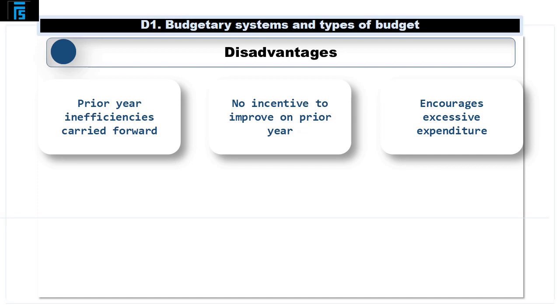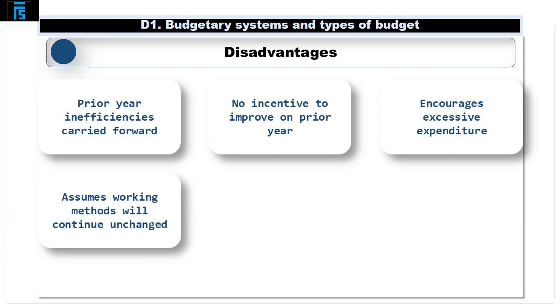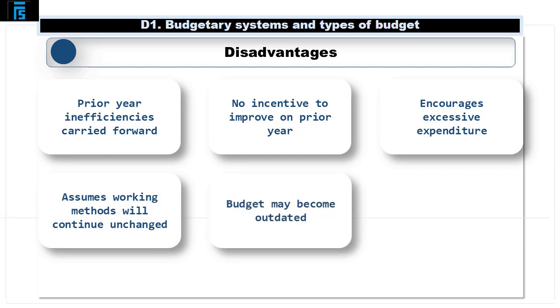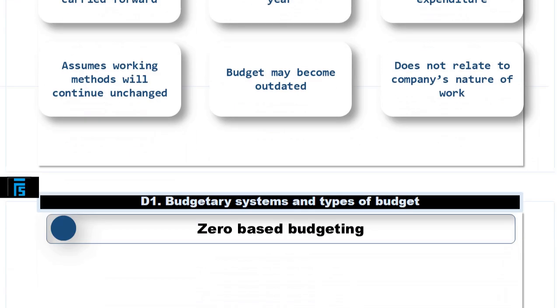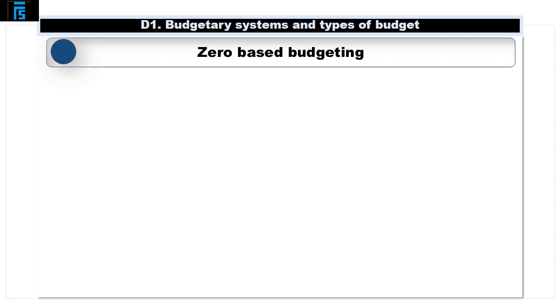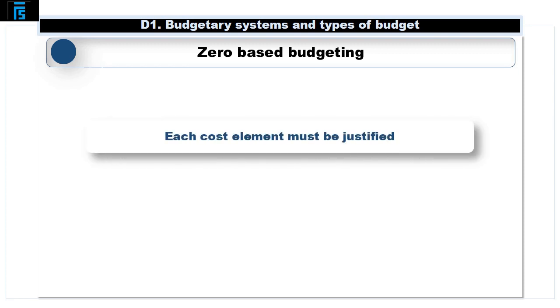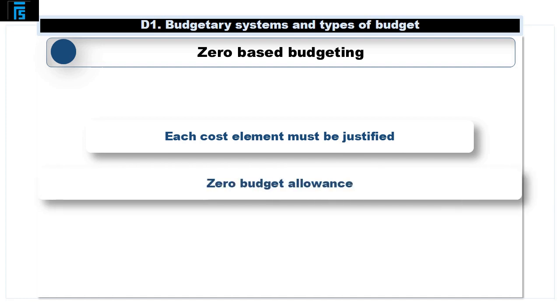Incremental budgeting assumes working methods will continue unchanged. It is possible that the budget will become outdated and no longer relate to the nature of the work undertaken by that company. Zero-based budgeting requires that each cost element must be justified, as though the activities to which the budget relates are being undertaken for the first time. Unless each activity is approved, then there is a zero budget allowance.